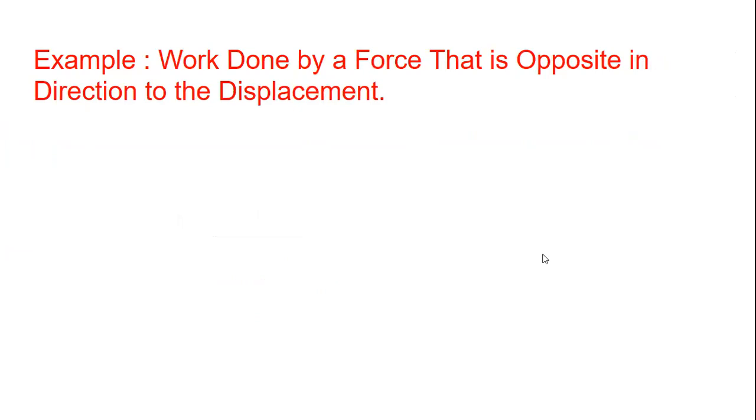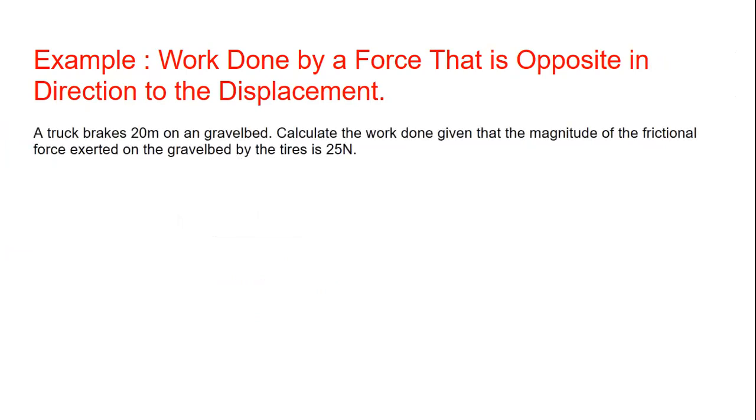Let's look at our next example, which is the work done by a force that is opposite in direction to the displacement. So now the force is opposite in direction to the displacement. So here's our example. A truck brakes 20 meters on a gravel bed. Calculate the work done given that the magnitude of the frictional force exerted on the gravel bed by the tires is 25 newtons. Pause the video and work this example.